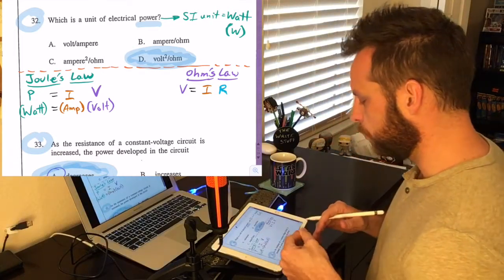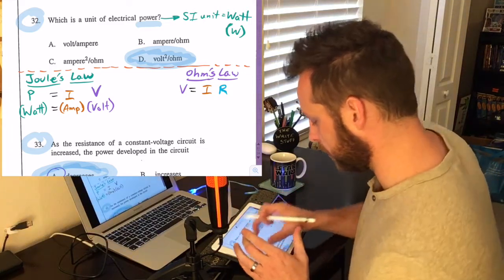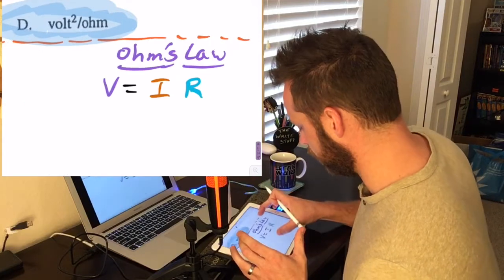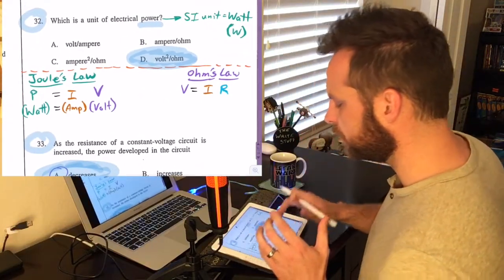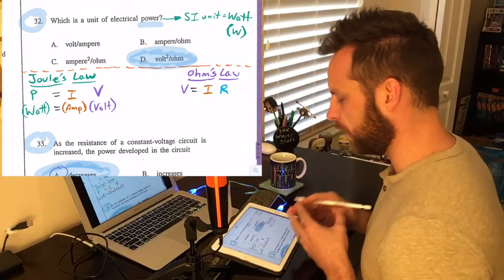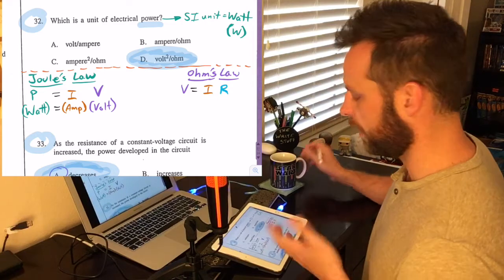So in number 32, we're going to have to combine Joule's law and Ohm's law. And so I've written Joule's law there on the left and Ohm's law there on the right. And I'm kind of color coding these so you can see what's going to happen. The question is, which is a unit of electrical power? And so we know the SI unit for electrical power is the watt, capital W.